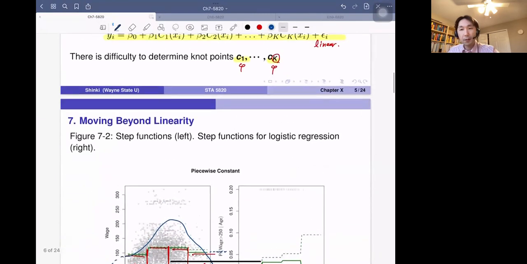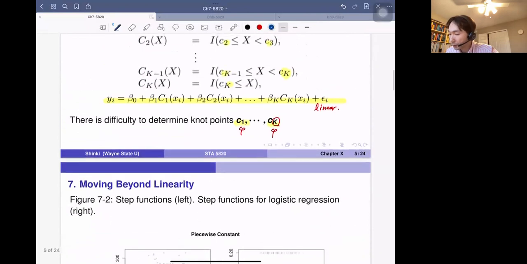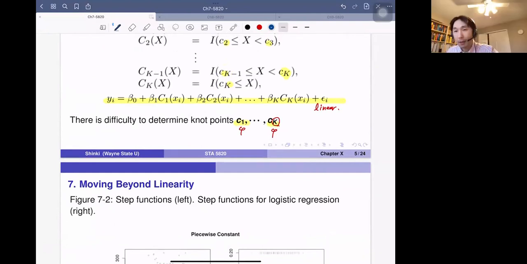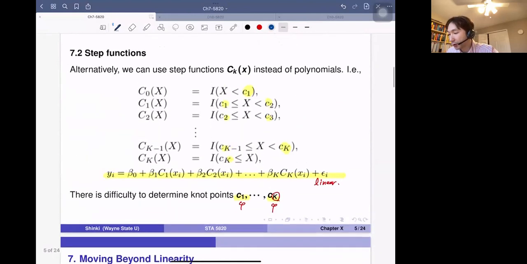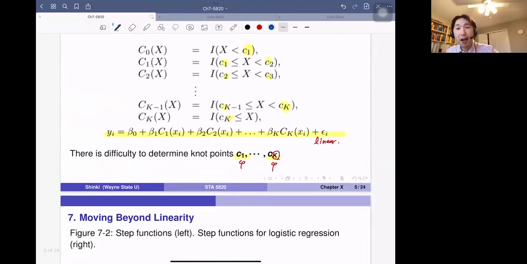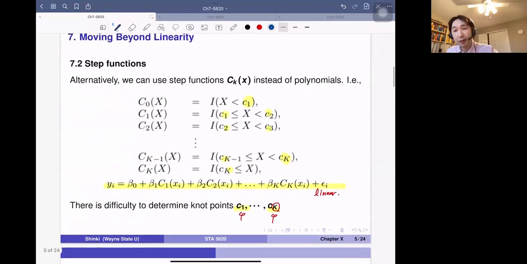Do you have questions? So these Ks, they're not necessarily evenly spaced? Yeah, it can be non-evenly spaced. That's true. Okay. It's a little ad hoc, but certainly you can do that.